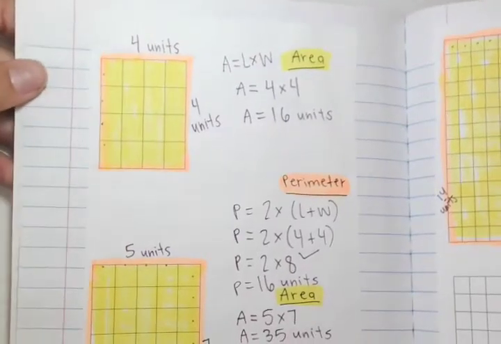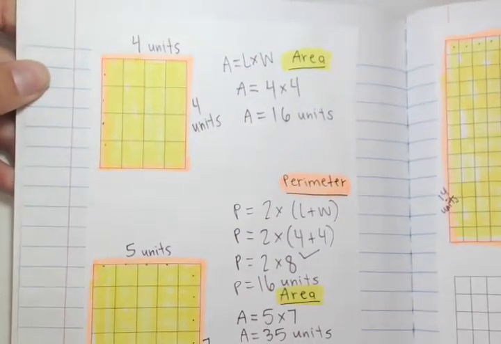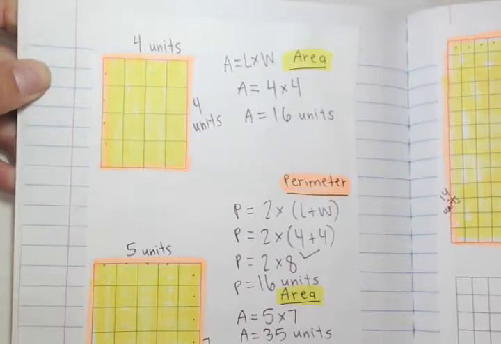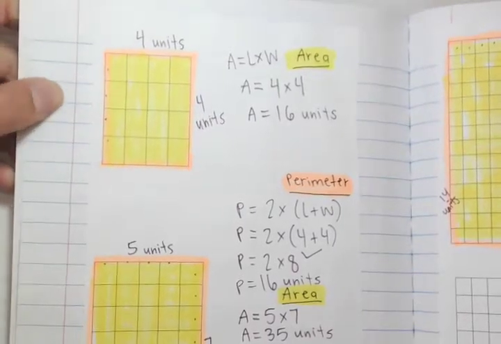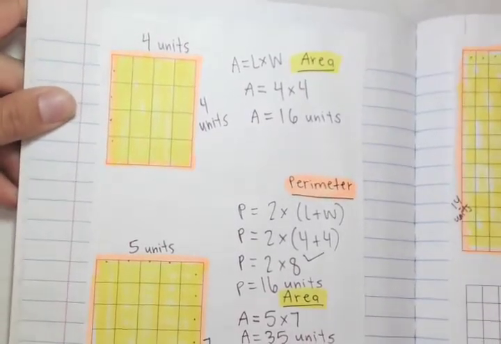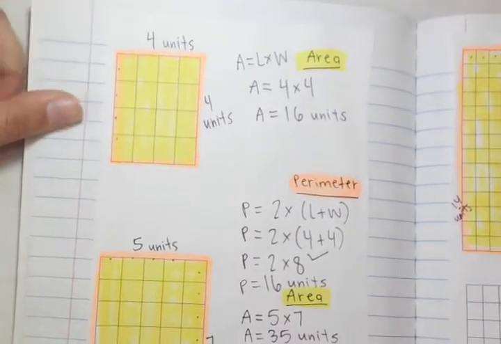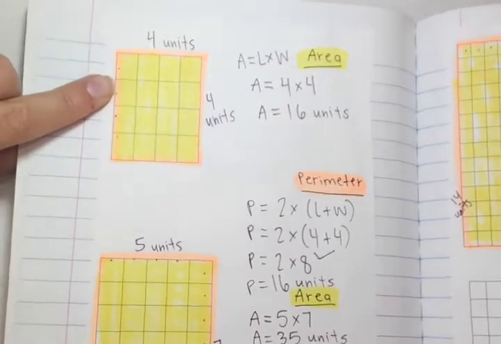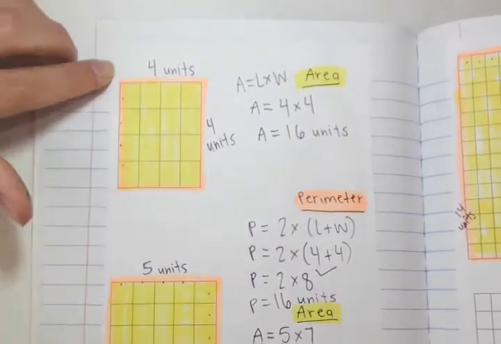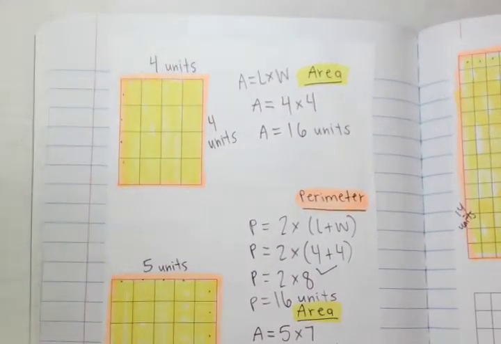Hello. Now we're going to be talking about area and perimeter. We're going to start the video by looking at things that we have in our notes, just to give you some examples, and then we'll do one together. So the first example we have here is this little figure, okay?